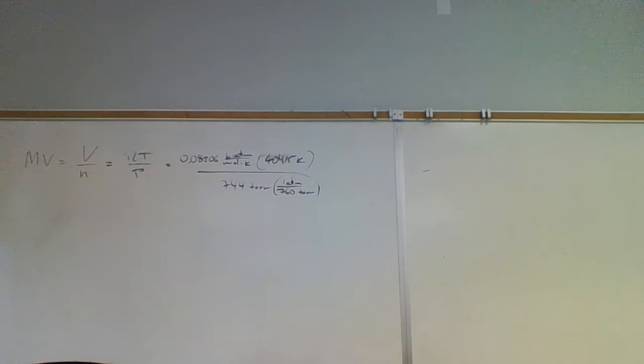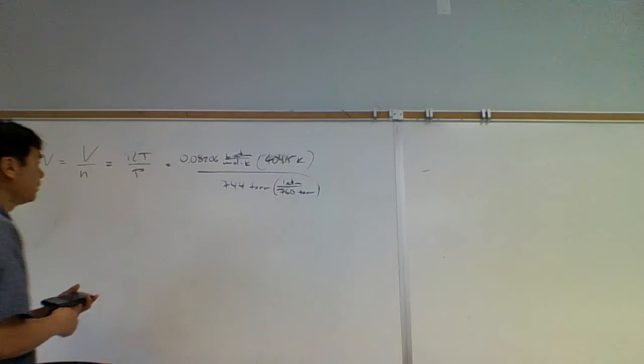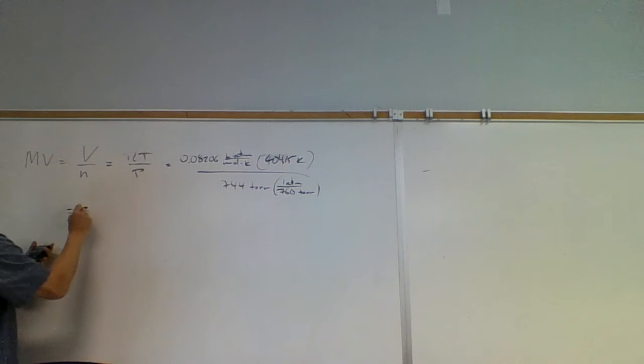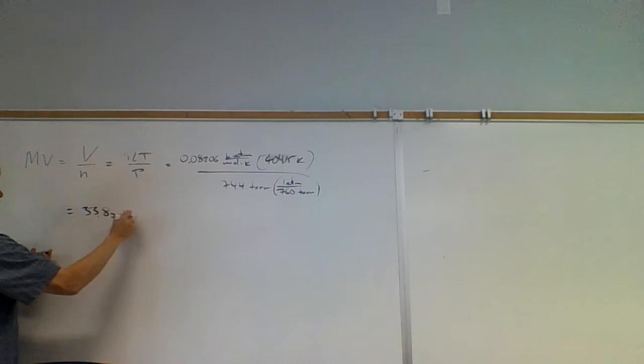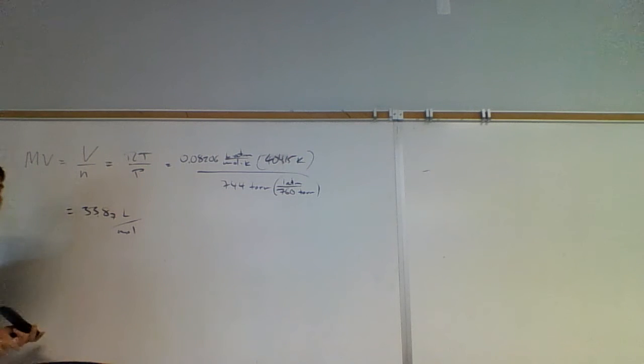What does it come out to here? 0.08206 times 404.15 divided by 744 and then times 760, since I'm going to invert that fraction and multiply. And so the molar volume is 33.87 liters per mole. The molar volume increased. One, the temperature is a lot higher than room temperature. Two, the pressure is lower. So the volume is a lot bigger, 33.87 liters per mole of any gas.